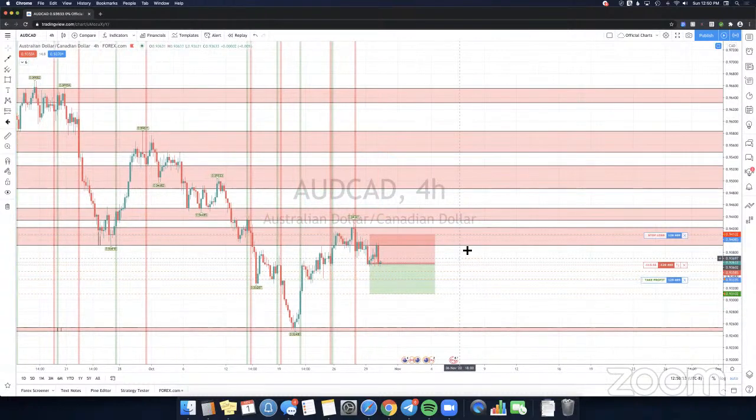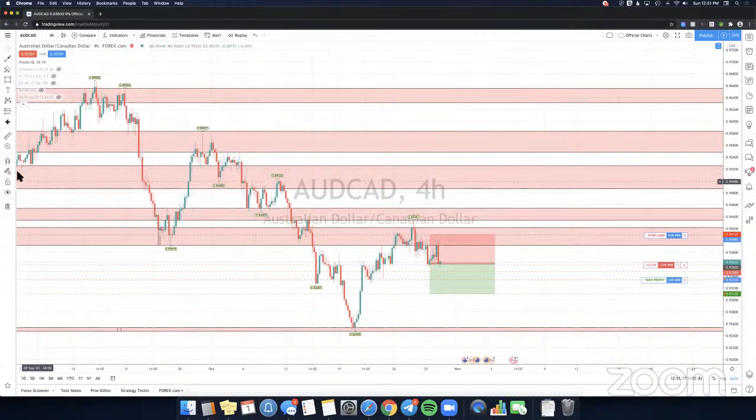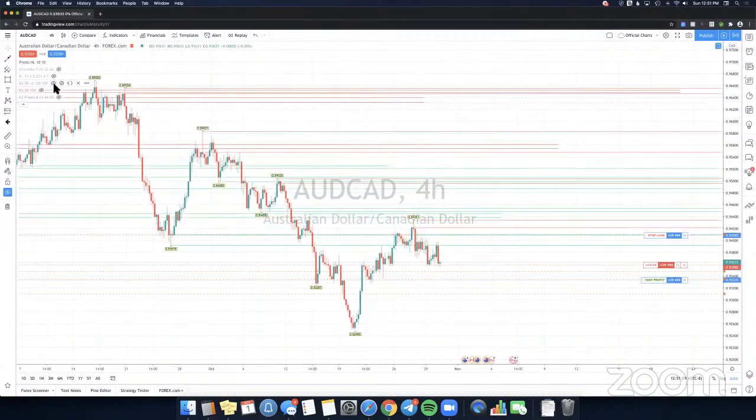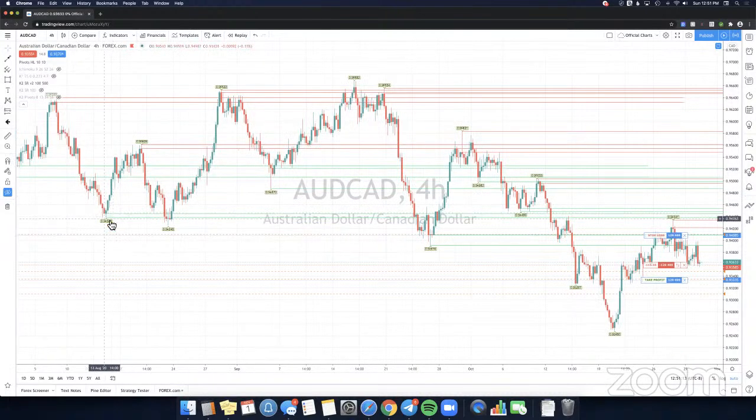Otherwise, I'm going to give you guys the closest zones right here. But obviously, if you're drawing these zones on your own, they're not going to be exact, because these are all computer generated zones. These zones have been created by the K2 algorithm. So if I hide this off the chart, there's no way someone's going to outsmart the computer. The computer knows exactly where the rejection points are.